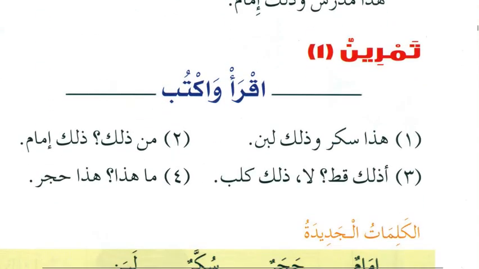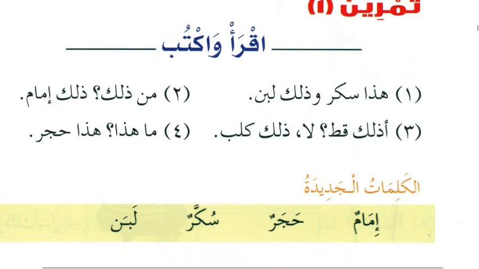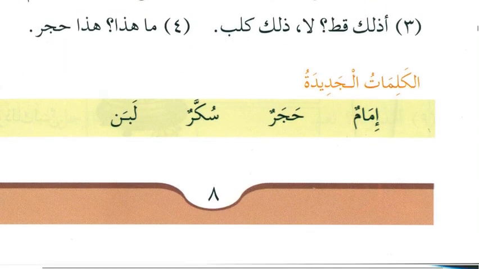Ikra waktub, read and write. He is asking you to read these sentences. Haza sukkarun, wa zalika laban, this is sugar, and that is milk. Man zalika, who is that? Zalika imam, that is imam. Azalika kit, is that a cat? La zalika kalb, no, that is a dog. Ma haza, what is this? Haza hajar, this is a stone.